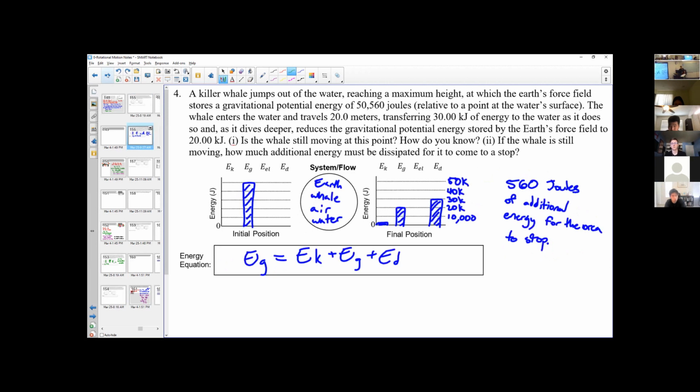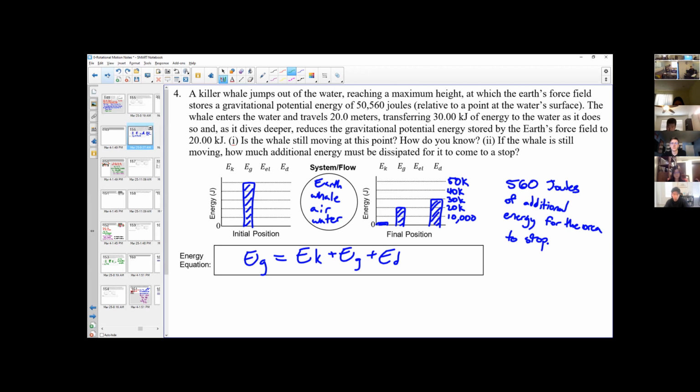All right, here we go. Killer whale problem. Okay, so in this question, killer whale is jumping out of water. It reaches the maximum. And at that point, the gravitational potential energy is just over 50,000 joules relative to the water surface. And then the whale, after getting to the maximum and falling back down, travels 20 meters, transferring 30 kilojoules of energy into the water. And then as it goes further, the gravitational potential is reduced to 20,000 joules. So the question was, is the whale still moving? And then how do you know?